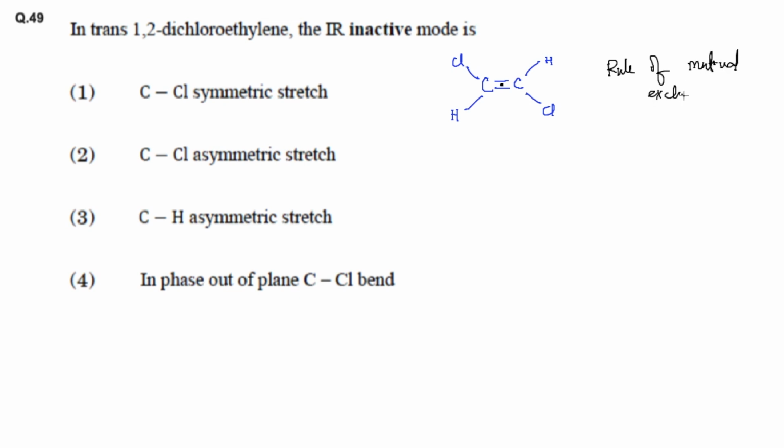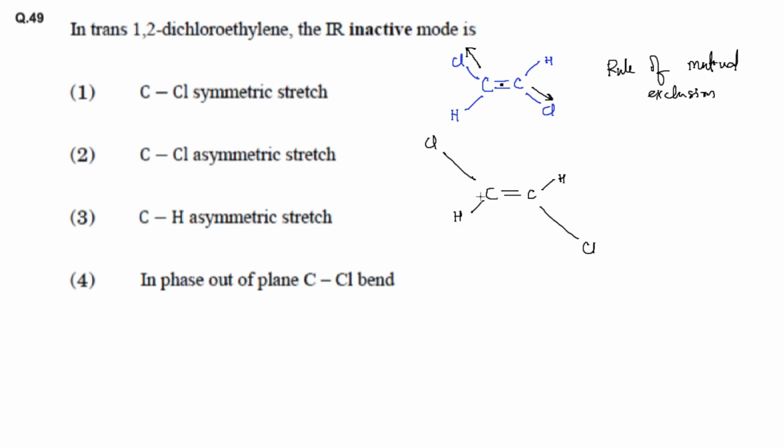What does this rule say? It says that if any vibrational mode is IR active, it will be Raman inactive, and if it is Raman active, it will be IR inactive. So you have to find all the possible vibrational modes which are given to us. Let's look at them one by one. The first one says CCl symmetric stretch. So carbon and chlorine symmetric stretching. If I do symmetric stretching of these bonds, I will get something like this.